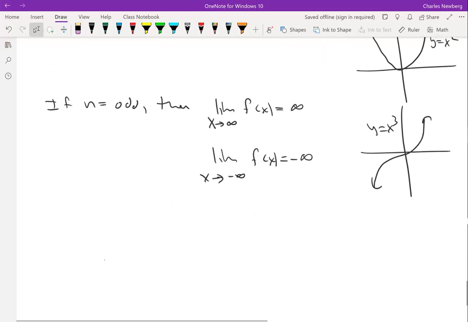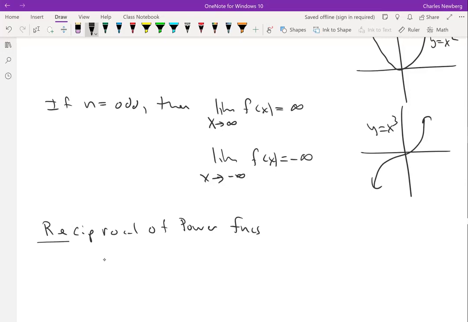All right, our next class, and we've got a little bit more time before we take a break and then take that quiz. Reciprocals of power functions. So now we're looking at f of x equals 1 over x to the n, or x to the negative n.